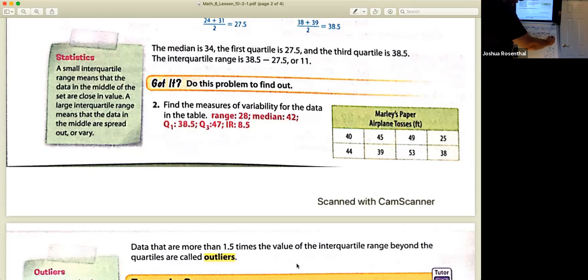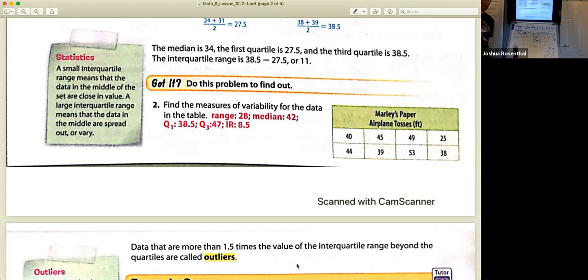That would make this 59.75. So we still do not have an outlier. That's the maximum you could be without being an outlier. So no upper outliers. Then if we subtract 12.75 here, you get 25.75. That's the minimum. Well, 25 is still below that, so it's still an outlier. Just barely.